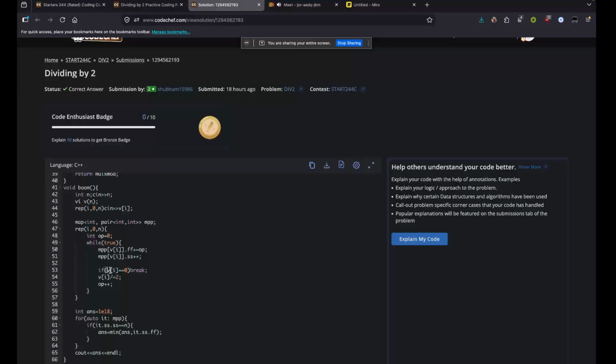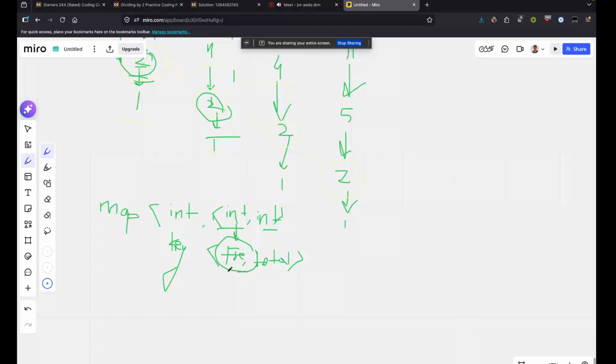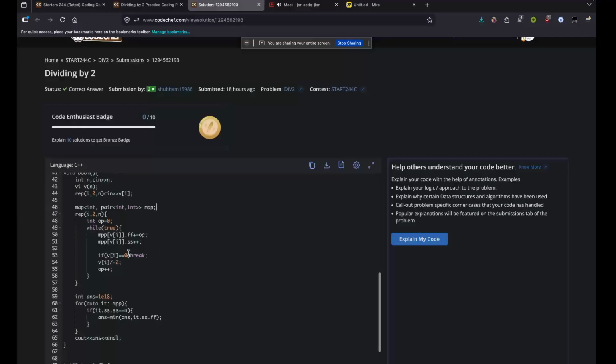And if our elements become zero, we are simply breaking out. And for the first part, in my code, in the first pair I am storing frequency, but in my code, in the first part, it is storing the operation because we are adding operation here. And in the second part, in this pair part, we are storing the frequency.